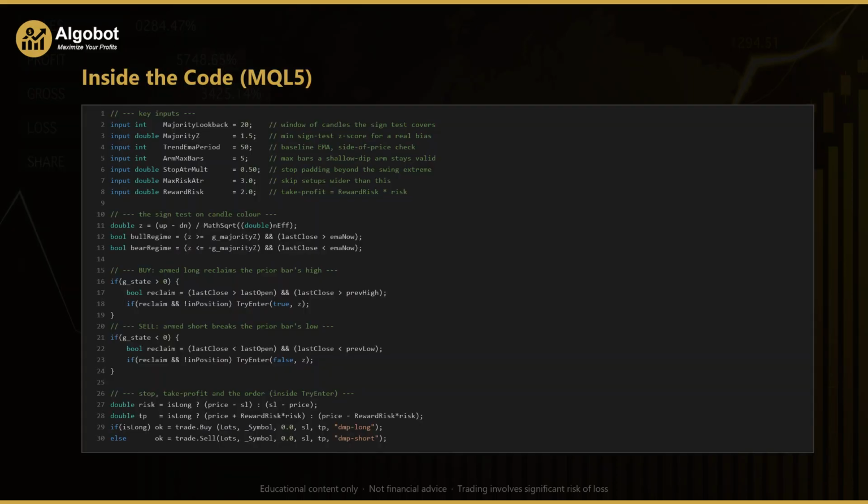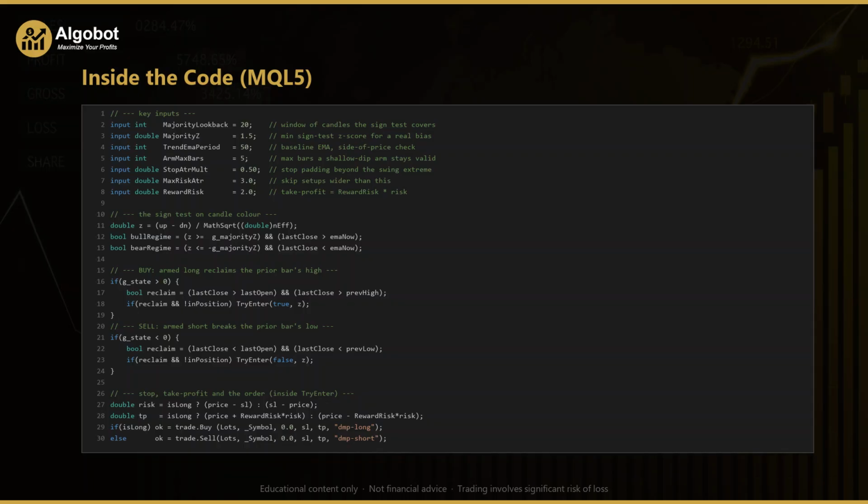Here's the heart of the MQL5 code as you'd see it in MetaEditor. At the top are the inputs. Majority lookback, defaulting to 20, is the window of candles the sign test covers. MajorityZ, at 1.5, is the minimum z-score needed to call a bias statistically real. Trend EMA period is the 50-period baseline used as a side of price check. ArmMaxBars, at 5, is how long a dip arm stays valid.